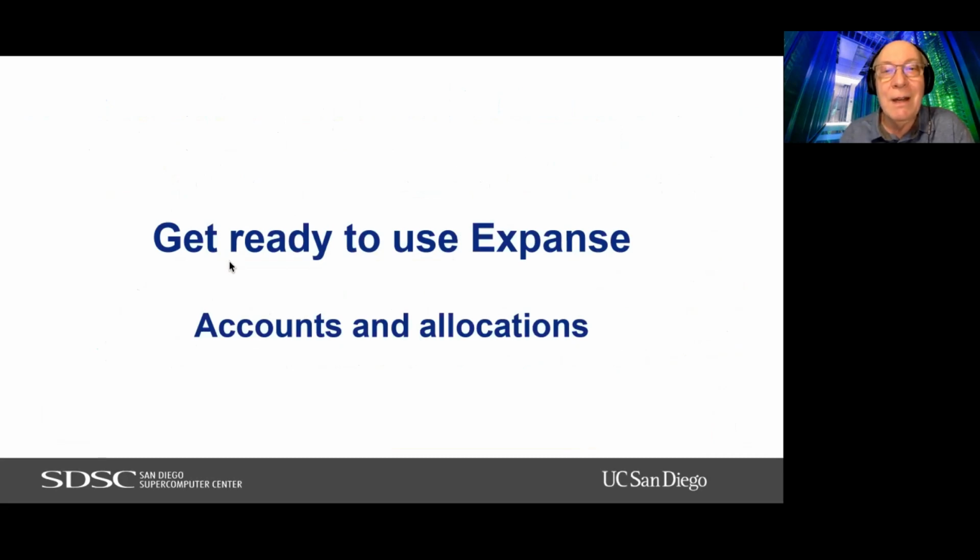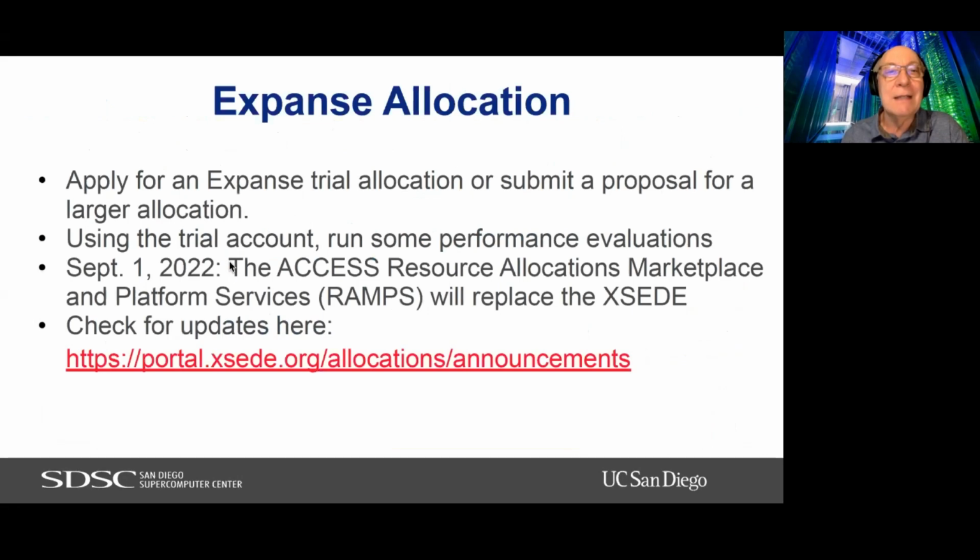So, getting ready to use Expanse. A few people already asked how we can get access to Expanse. You can apply for a trial allocation or a startup allocation, or if you need a larger allocation, you can submit a proposal. There's only one catch: the Xsede system will switch over to a new system called Access on September 1. So we're in this transition period. Look at this link for more information and announcements on how this is going to change.